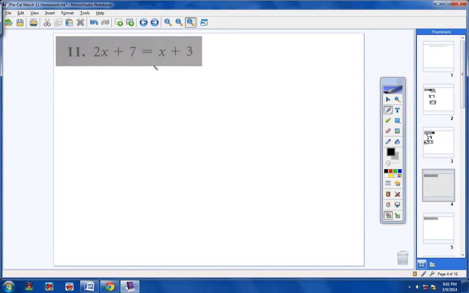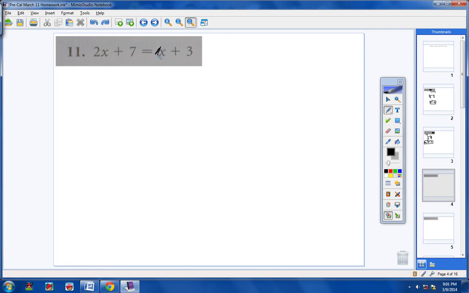Alright, number 11. Now we have the problem of having x terms on both sides of the equation, and also constant terms on both sides of the equation. Now look, it really doesn't matter whether you bring the 2x over here and make it a negative 2x, or whether you bring the x over here and make it a negative x. It doesn't matter, okay? But you choose whether you want to move the x's to the left side or to the right side.